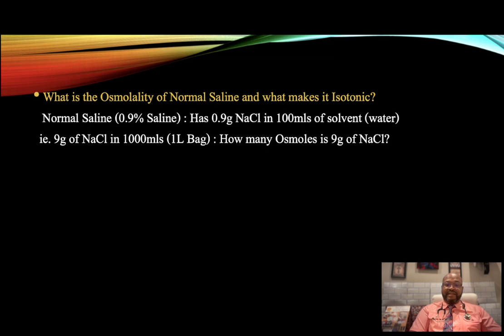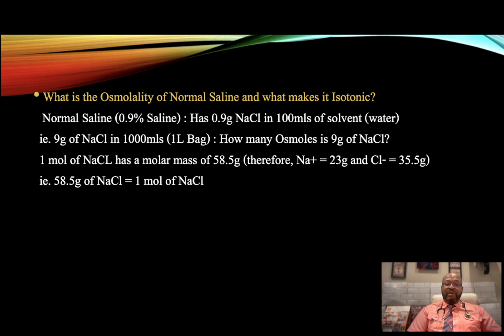So we'll look at that again. 1 mole of normal saline has a molar mass of 58.5 grams. I know this is chemistry, but if you remember your periodic table, the molar mass for sodium is 23 grams and chloride is somewhere around 35.5 grams. And so 58.5 grams of normal saline is 1 mole of normal saline. And again, in a liter bag, we have 9 grams, and in 1 mole, we have 58.5 grams. So let's see how that compares.